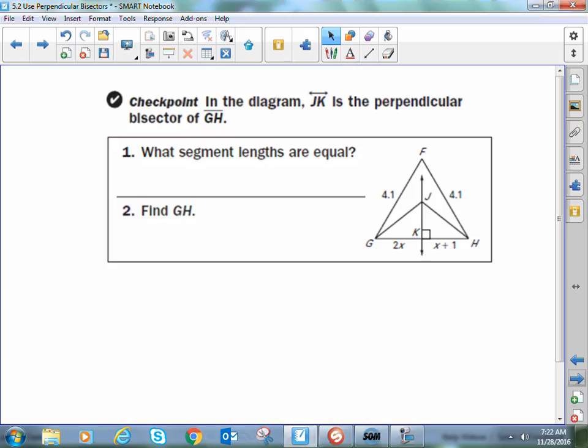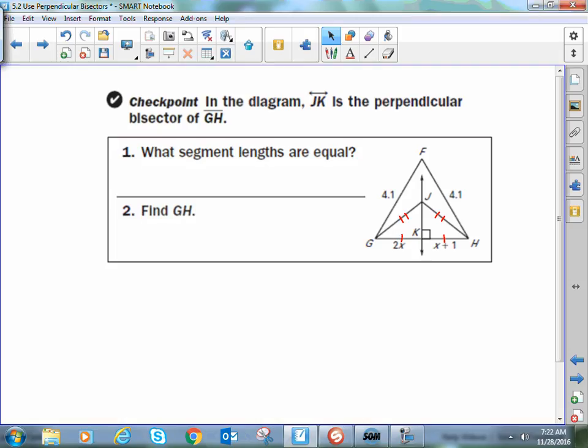Okay, so presumably you guys are doing what I'm asking you to do, and you've attempted to answer the questions already. And now you're just checking to see, okay, how did I do, Mr. Piercy? Well, let's say line JK is a perpendicular bisector of GH. So that means GK and HK have to be the same. If JK is a perpendicular bisector, then J must be the same distance away from G and from H. So those two segments have to be the same. And they're already showing you that from point F, it's the same distance to G and to H. So those two segments are the same also.